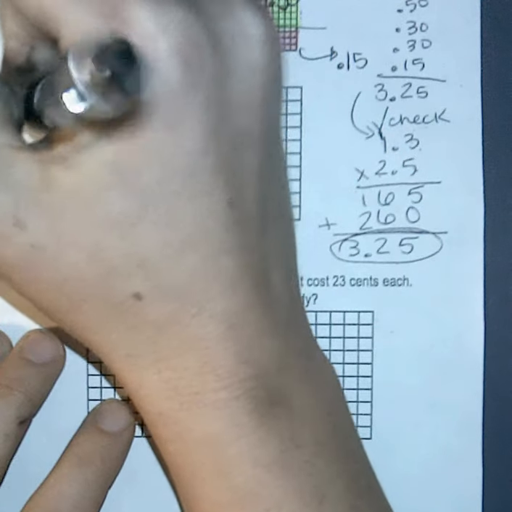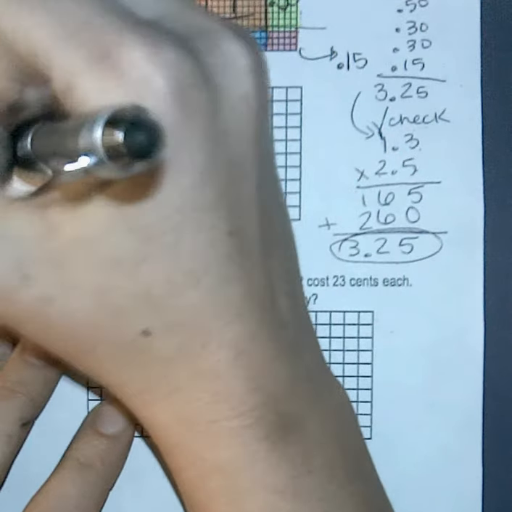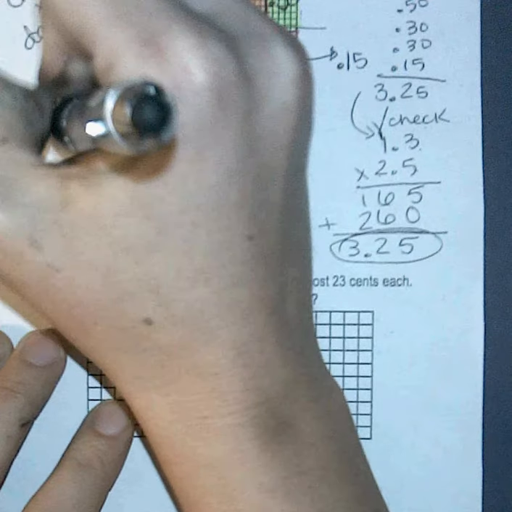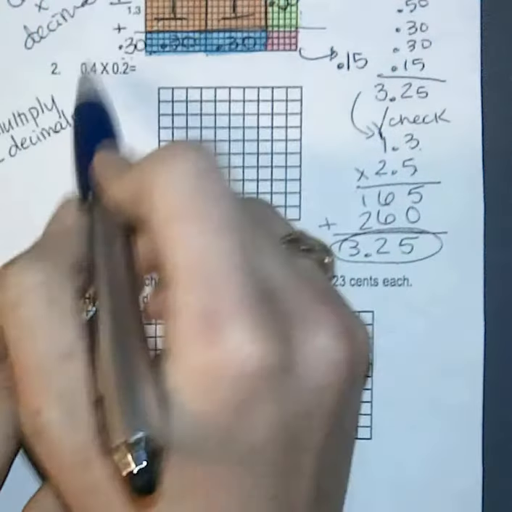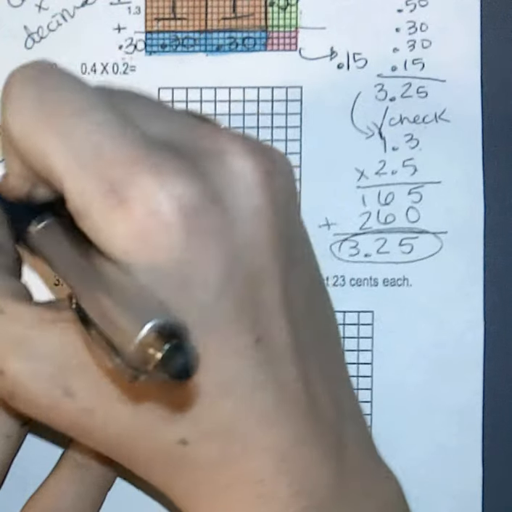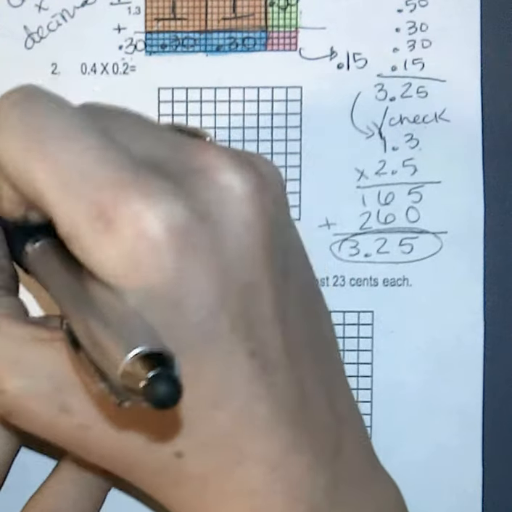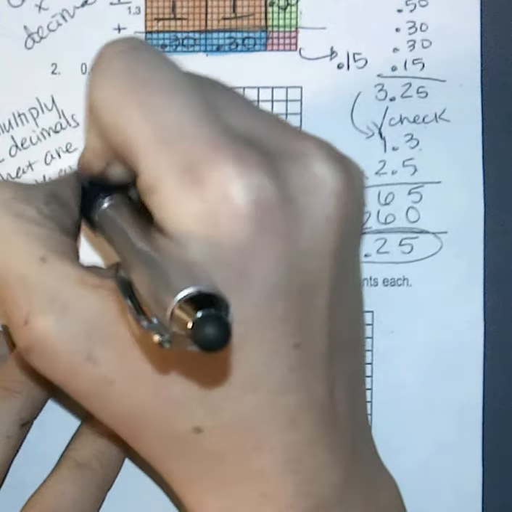We are multiplying 2 decimals that are less than 1.